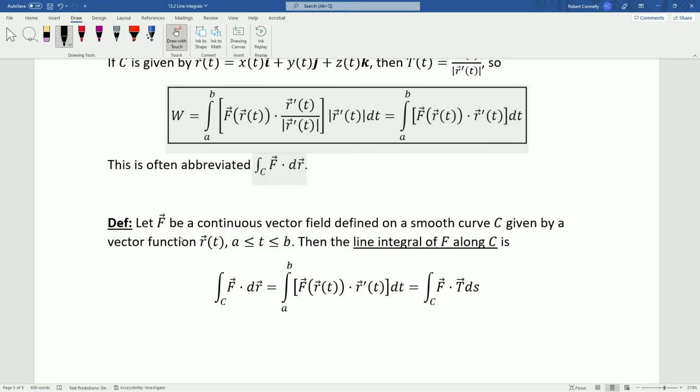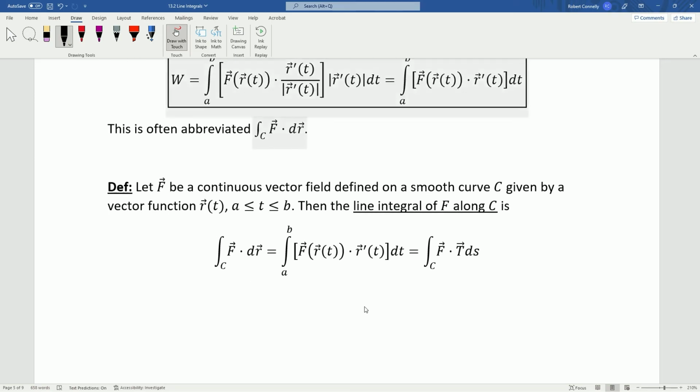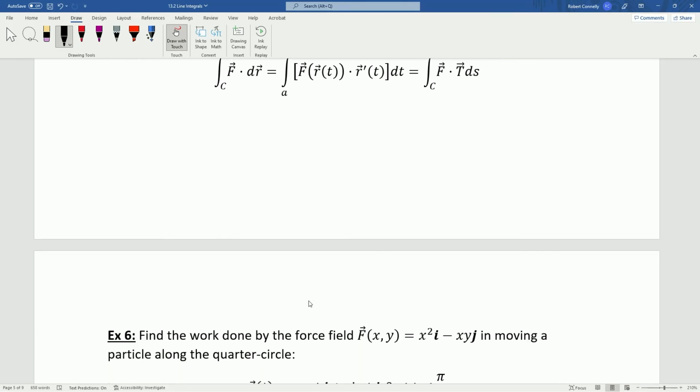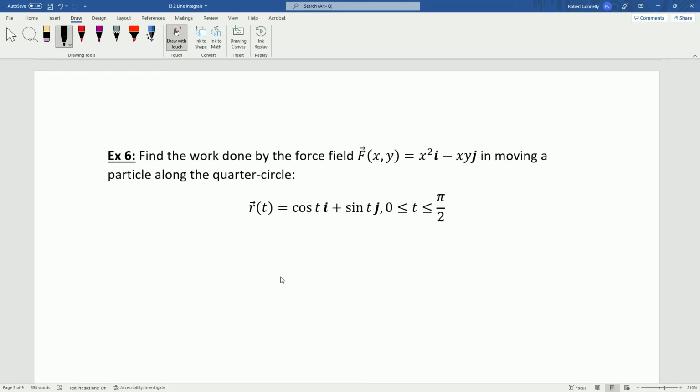Okay, so definition: let F be a continuous vector field defined on a smooth curve C given by a vector function r(t) from a to b. Then the line integral of F along C is the integral over C of F dot dr, which is equal to the integral from a to b of F of r(t) dot r prime of t dt, which again can be written this way. So we're just summarizing what we just discussed. All right, let's go ahead and apply this to this example.